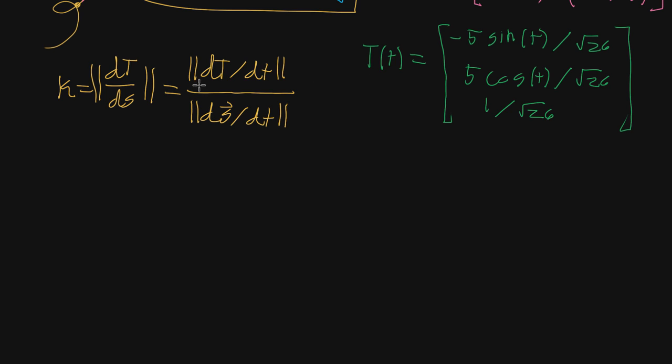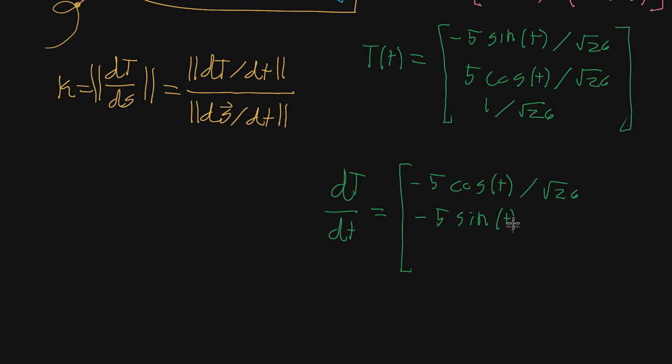All right, so the first step in using our curvature formula is going to be to take the derivative of this guy, right? We need the derivative of the tangent vector function. So we go ahead and start doing that. We see that dT/dt, the tangent vector function with respect to the parameter, is equal to, and we just take the derivative of each component. So negative 5 sine goes to negative 5 cosine, and we divide out by that constant, square root of 26. Similarly, 5 cosine goes to negative 5 sine, since the derivative of cosine is negative sine. Negative 5 sine divided by square root of 26. And that last component is just a constant, so the derivative is 0.